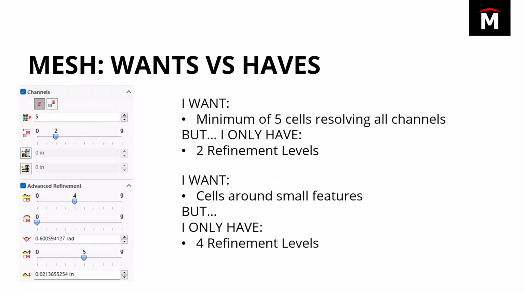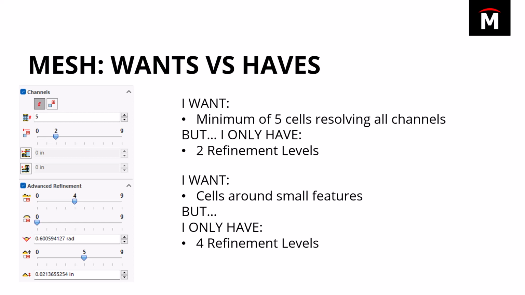So this is what the meshing dialog looks like, and I'm going to try to explain meshing and mesh controls in flow simulation as a balance between what you want and what you have to offer. So, for example, narrow channels. That's the very first mesh refinement characteristic that you can set.